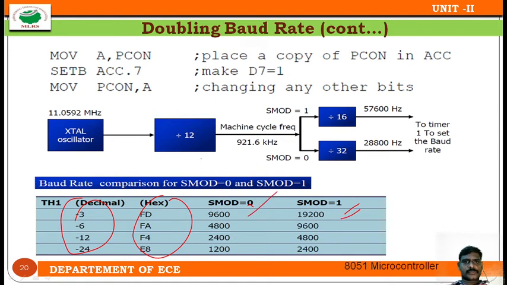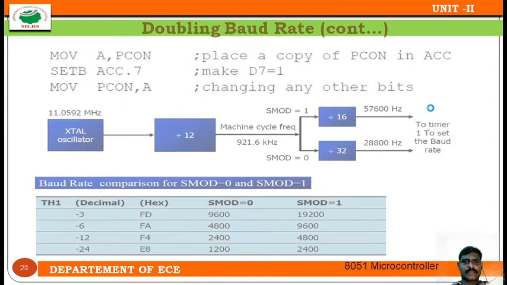To do that, we take the crystal oscillator divided by 12. In the case of mode 1 it is divided by 16, so that I got 57,600, whereas for the other we get 28,800. How did I get that? By dividing the corresponding values.